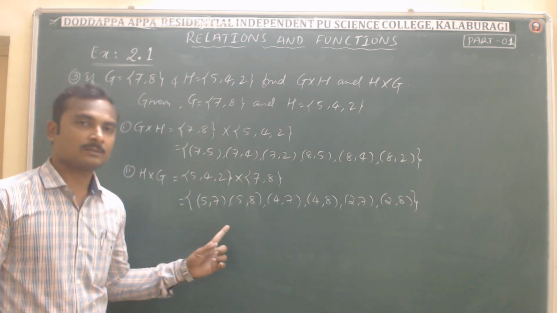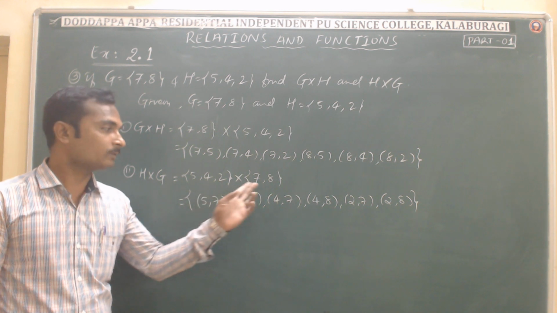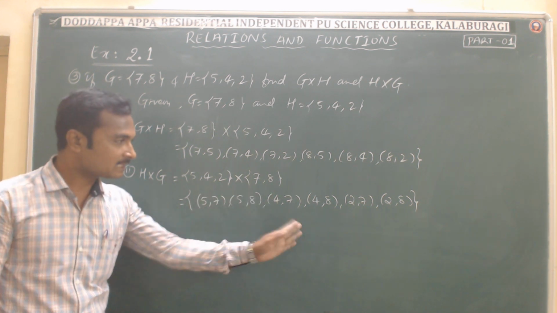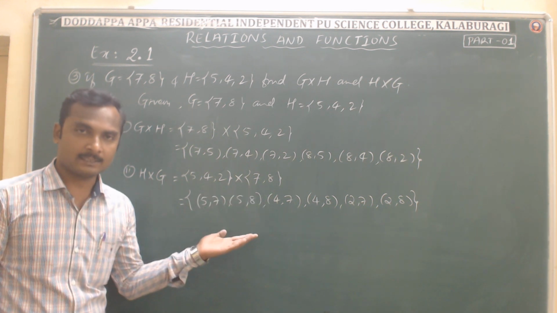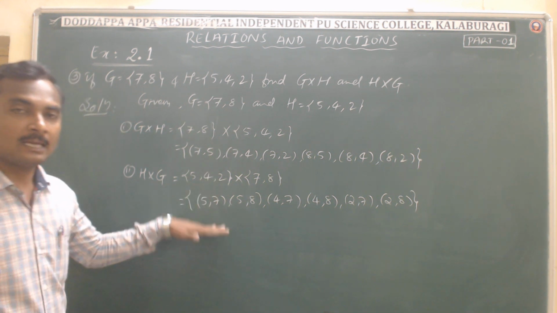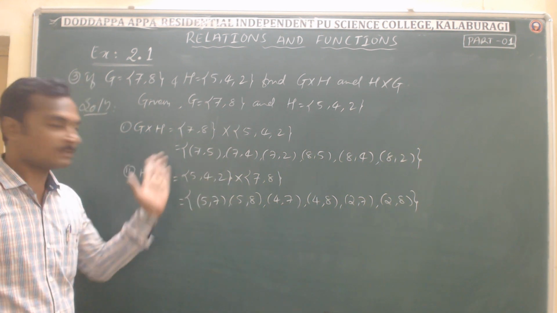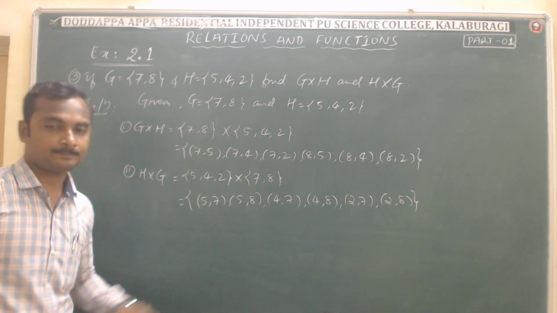You can see here that each element is related to every element of the second set. The maximum number of relations are written here. Therefore, these two are called the Cartesian product of G cross H and H cross G. Okay.